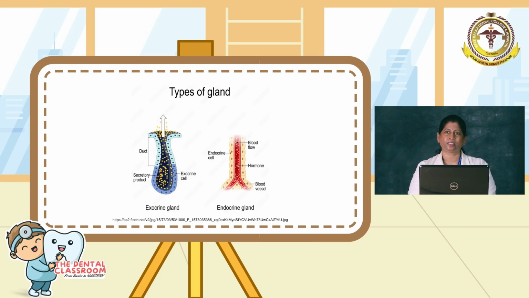Glands are of two types, exocrine gland and the endocrine gland. Endocrine gland directly secretes the hormones into the bloodstream, and the exocrine gland secretes the substances with the help of ducts.